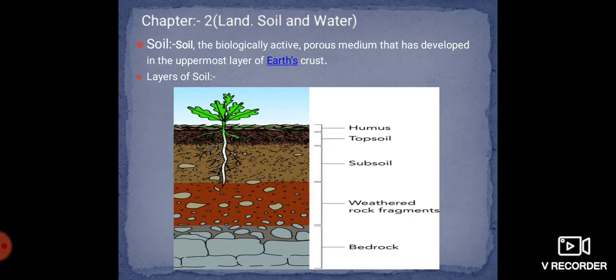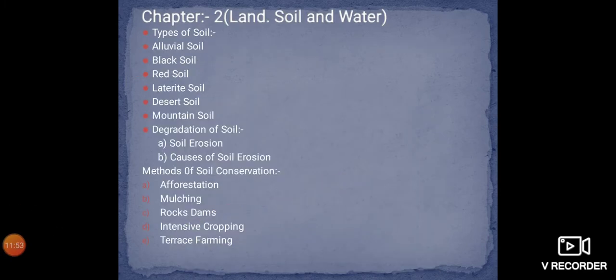So my question is, what is humus layer in the soil? Humus layer in the soil is called topsoil or horizon A, which is rich in organic material. This layer consists of decomposed material and organic matter. This is the reason the topsoil has dark brown color. After layers of soil, types of soil.